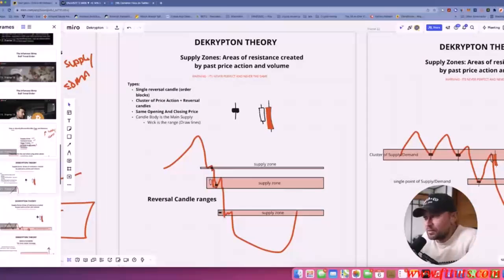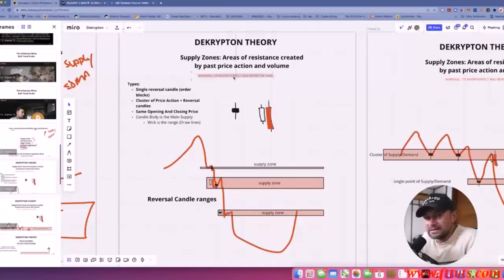What's up, guys? Welcome to part 3. We're going to be getting into Decrypton theory. This is where you're going to learn basically everything you need to know about the actual strategy of shorting using the Decrypton theory. First thing we're going to look at is supply zones, which are areas of resistance created by past price action and volume.